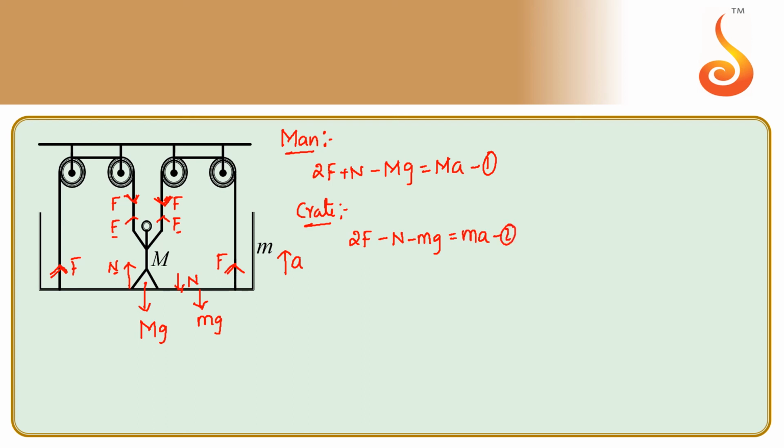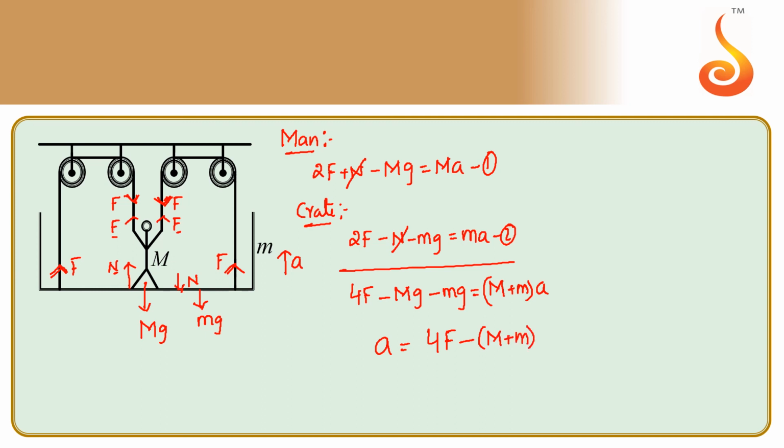So by simplifying equations 1 and 2, what do we get? Plus N and minus N get cancelled. So 4F minus Mg minus mg is equal to (M plus m) times A. Therefore the acceleration of the system will be (4F minus (M plus m) g) divided by (M plus m). So this is the acceleration of the system.